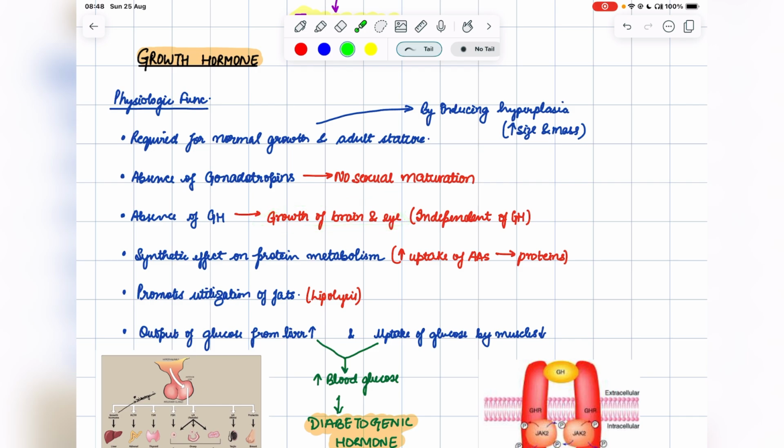But if there is an absence of growth hormone, there is still growth of brain and eye. This is an important point mentioned by K.D. Tripathi, that the growth of brain and eye is independent of growth hormone. Now, what is the effect on protein metabolism? It has an anabolic effect, meaning synthesizing. They will increase the uptake of amino acids into the tissues and there will be production of proteins. That means there will be a positive nitrogen balance.